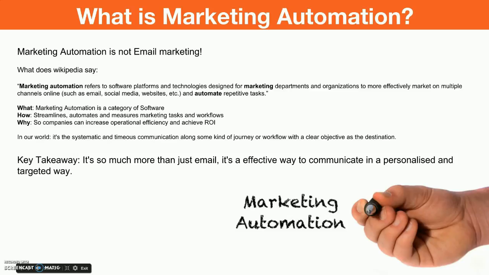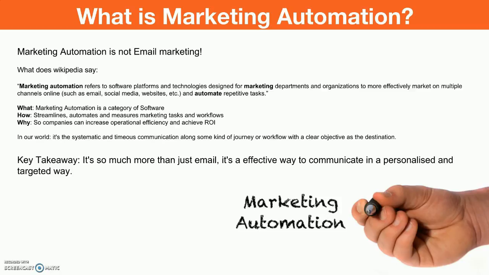Right, so first of all, what is marketing automation? Marketing automation is not email marketing. That's a very common misconception that's out there in the world. So let's have a look at what the actual explanation or definition is of marketing automation. Trusted resource, Wikipedia. Marketing automation refers to software platforms and technologies designed for marketing departments and organizations to more effectively market on multiple channels online, such as email, social media, websites, etc., and automate repetitive tasks. Now, in practice, that does not really take effect, and it's not hitting home.